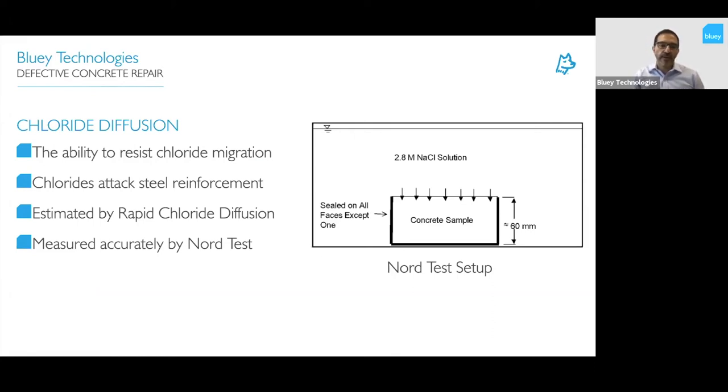The more accurate way to measure, and it takes more time to do this test, but it's worthwhile doing, as you can see in the diagram there, we actually put a sample into a sodium chloride solution, and we leave it there, and we actually expose it to that solution for a certain amount of time. We take it out under the Nord test, and we actually measure how far those chloride ions have migrated into the sample, and then we can extrapolate what that means over the lifetime of the structure. So this gives us a real accurate and measured solution for chloride diffusion, and it's a better way to go.